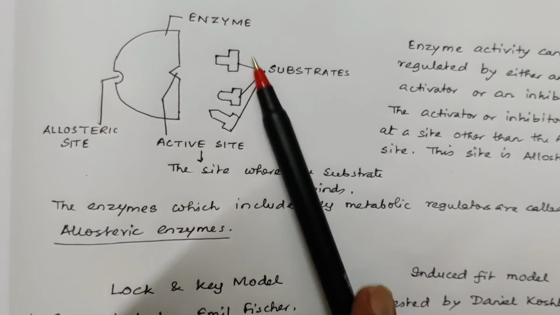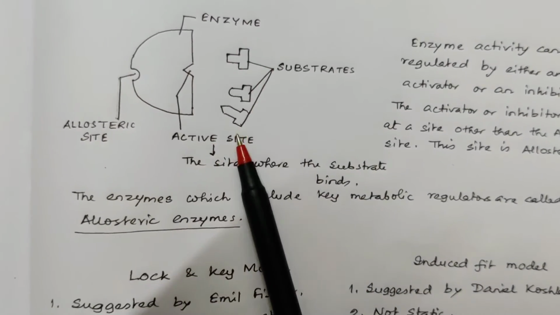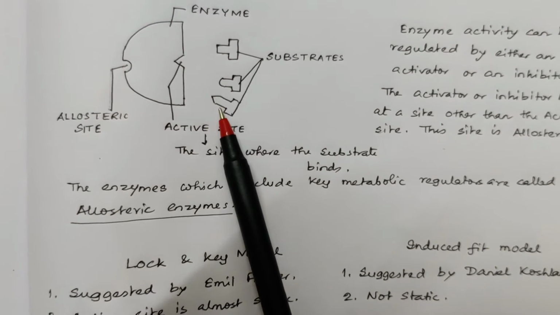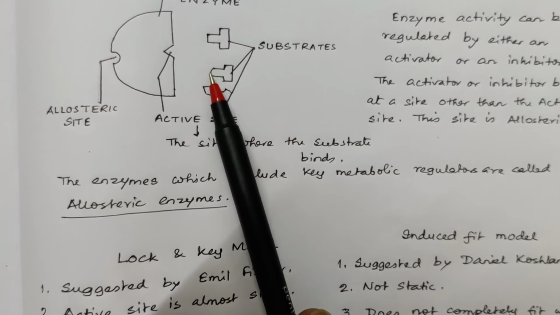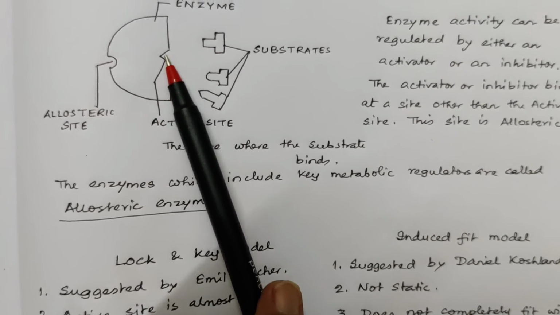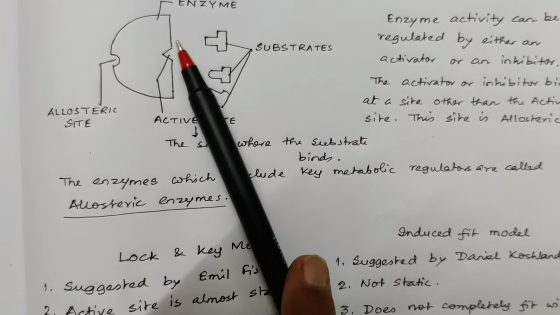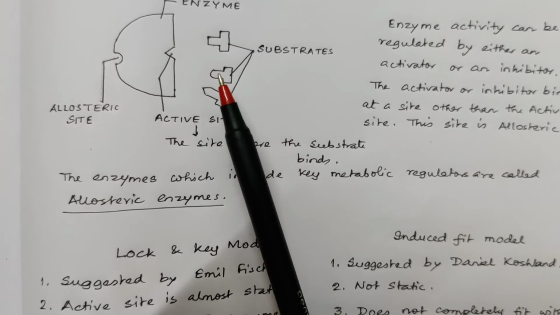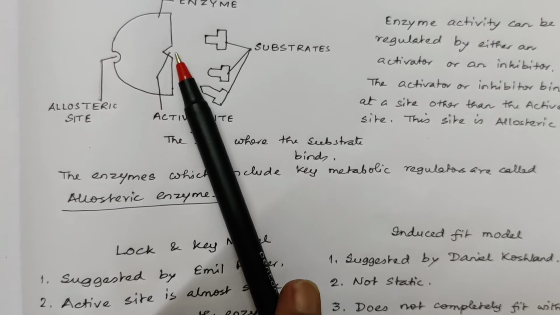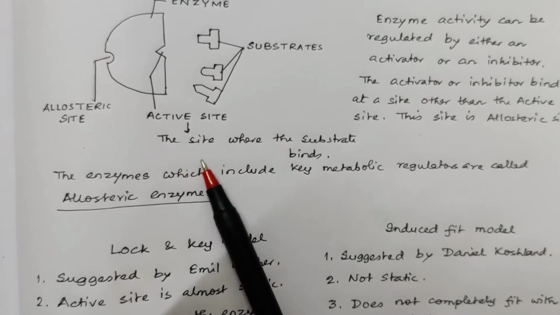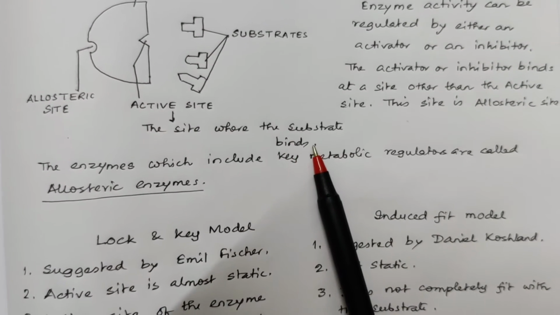Now this is the basic structure of an enzyme and these are substrates. The substrates have different types of conformation. This is rectangular conformation, this is circular conformation, this is triangular conformation, and this is the active site where the substrate needs to bind. So specificity states that only this substrate will be able to fit over here. So this is called the active site. Active site is the site where the substrate binds.